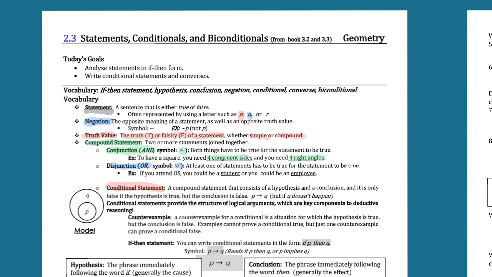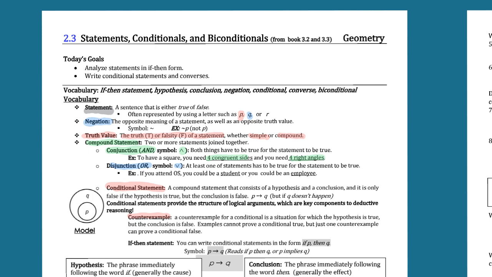Now, how do you disprove it? Well, you do the if, but then the then does not happen. So if you put money in a vending machine and then you don't get something out, well, that's a problem. That's how you disprove it. You're like, that's how it's supposed to work, but it didn't. So a counterexample would be, I did the hypothesis, but the conclusion didn't happen. Examples can't prove that it's going to be true, but just one counterexample can prove it false.